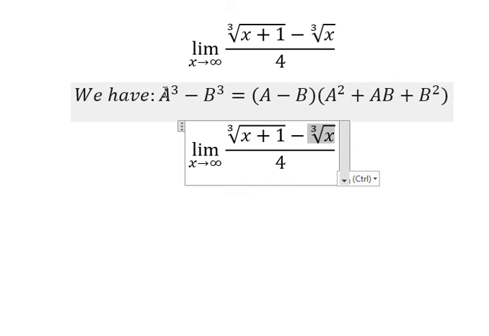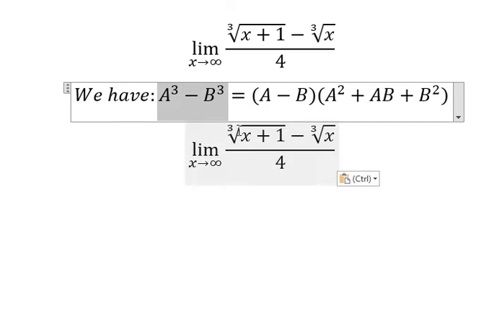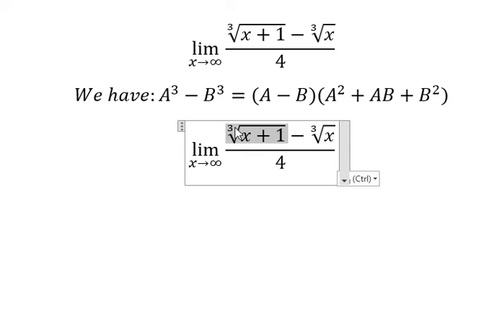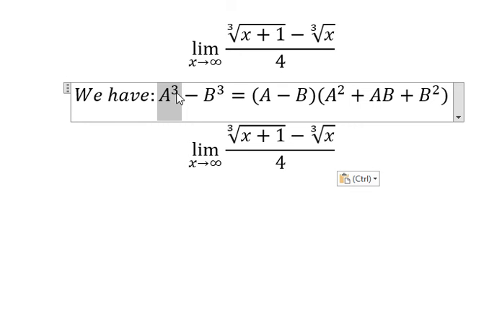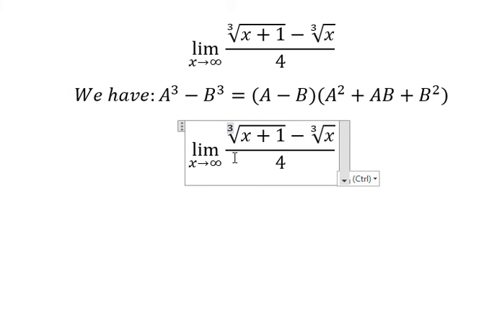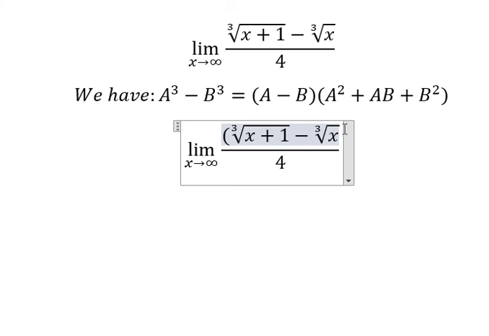So we want to create this one to cancel the root. So we need to have a to the power of 3 and b to the power of 3. So to create this one, we need to multiply by a squared plus ab plus b squared on the denominator and numerator. And that should be like this.